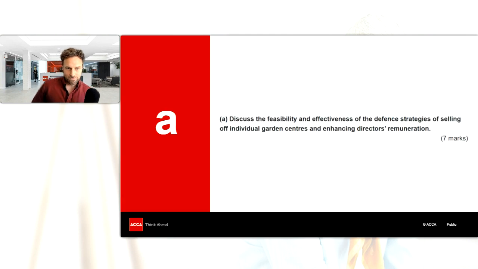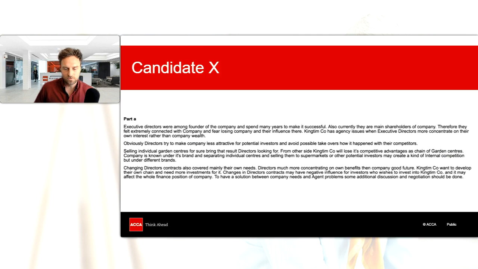So here is part A. Discuss the feasibility and effectiveness. And what I want to do is show you three responses. So we'll start with candidate X. This is what their response was. Again, I'm not expecting you to read all of that, given the time we have. You can go and read this in ACCA's excellent article, Read the Mind of the Marker. So this is question 1, the first of the 3 articles.